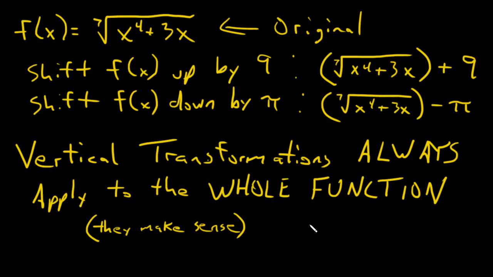Okay? If I want to shift a function up, I take the whole function, put it in parentheses, and add whatever the shift is. If I want to shift it down, I take the whole function, put it in parentheses, and subtract that shift. That's all there is to it. Okay? That's already a lot of power, but let's add to that power. All right? Next thing we're going to do is a horizontal shift.